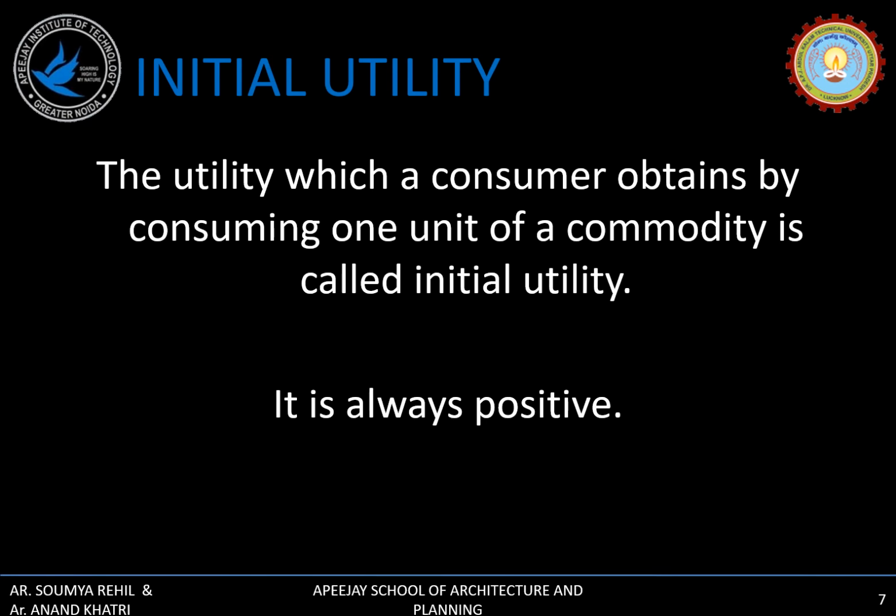Initial utility. The utility which a consumer obtains by consuming 1 unit of a commodity is called initial utility. This initial utility is always positive. To understand it with an example, let's say you are having mangoes. When you start having mangoes, the first mango that you consume will give you an amount of satisfaction and it will satisfy an amount of utility. This is called initial utility.